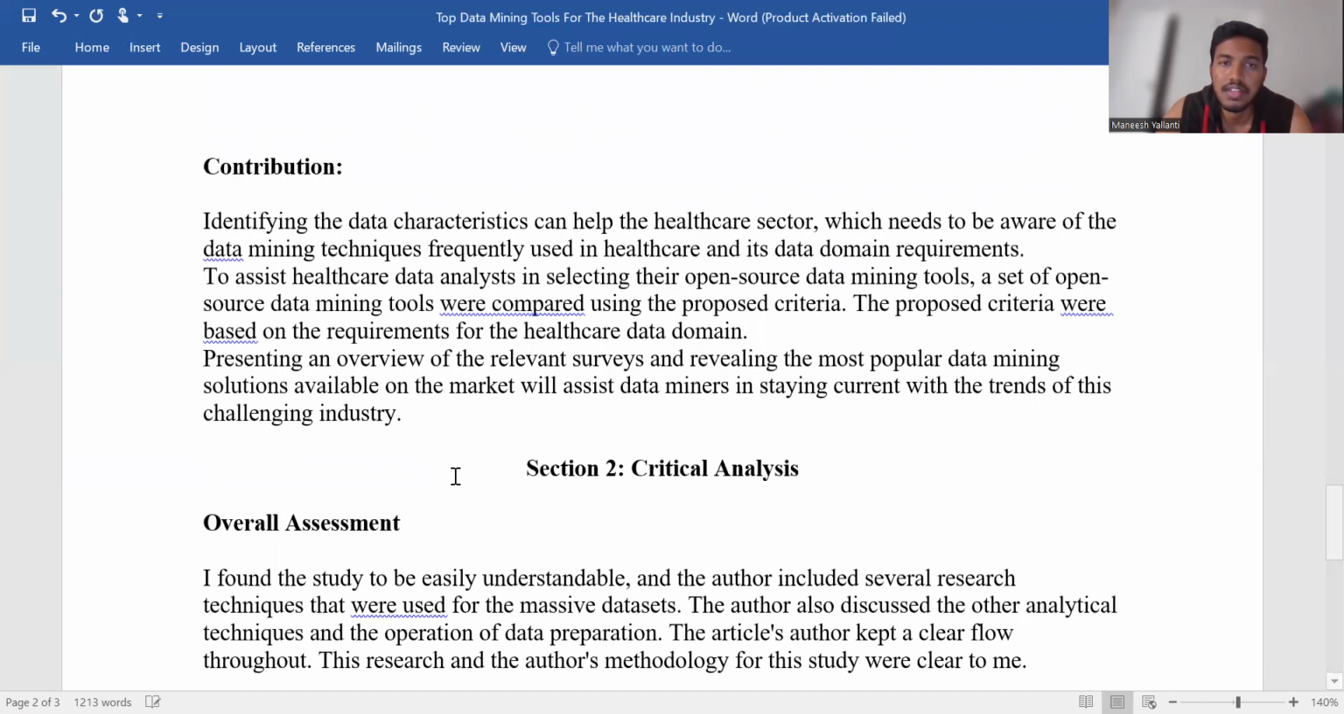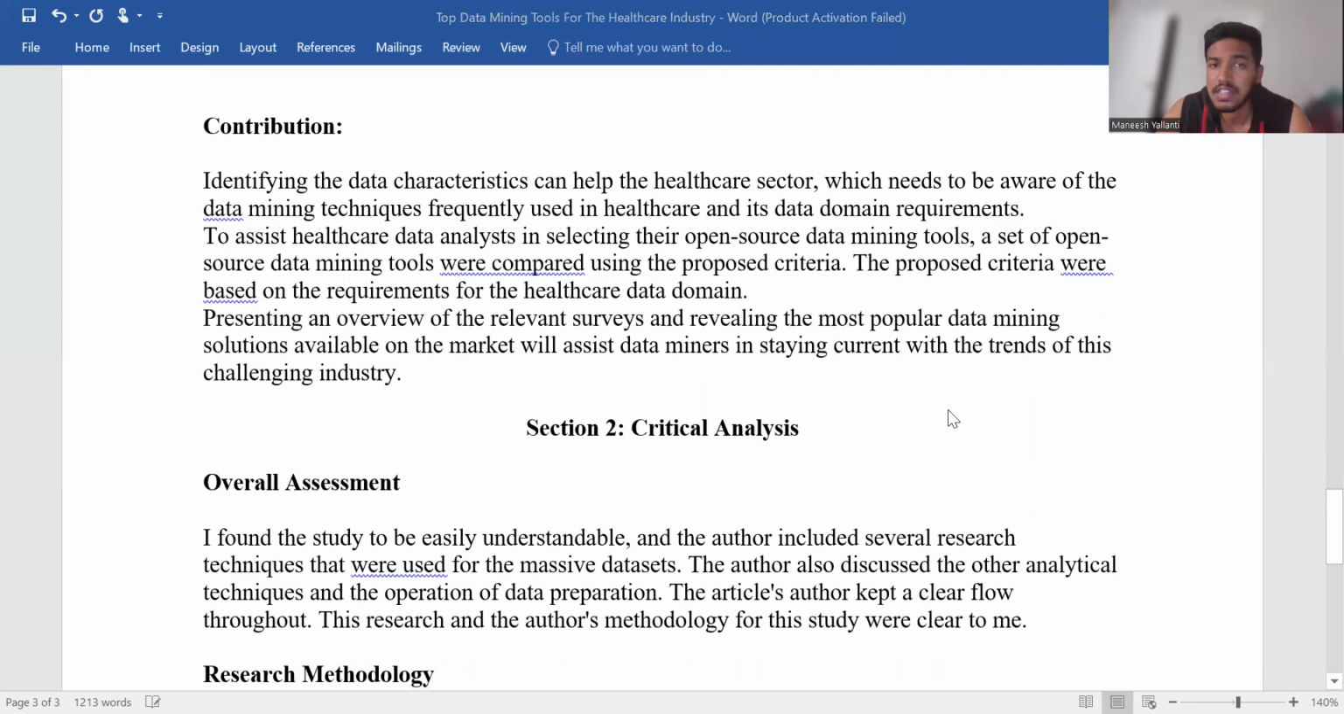Contribution. Identifying the data characteristics can help the healthcare sector, which needs to be aware of the data mining techniques frequently used in healthcare and its data domain requirements, to assist healthcare data analysts in selecting their open source data mining tools. A set of open source data mining tools were compared using proposed criteria. The proposed criteria were based on requirements for the healthcare data domain. And presenting an overview of the relevant surveys and revealing the most popular data mining solutions available on the market will assist data miners in staying current with the trends of the challenging industry.